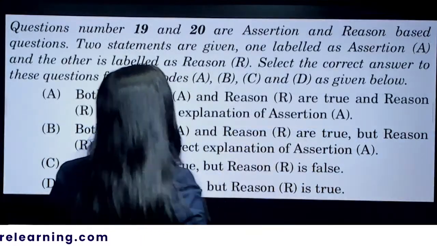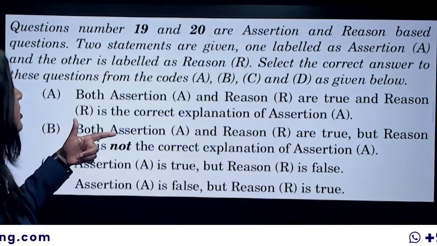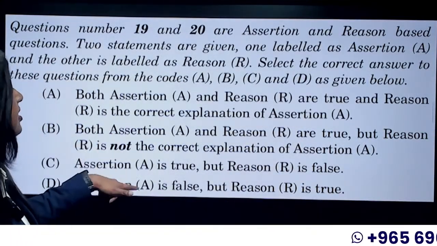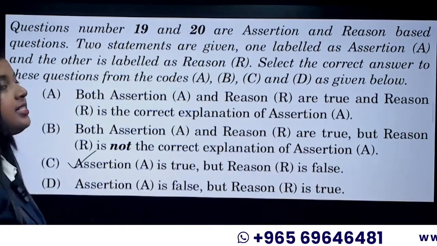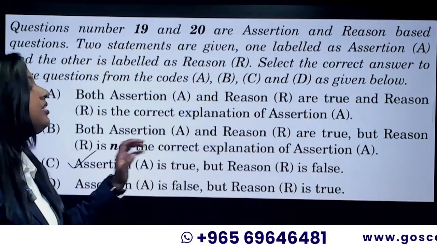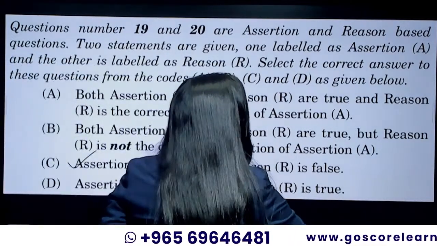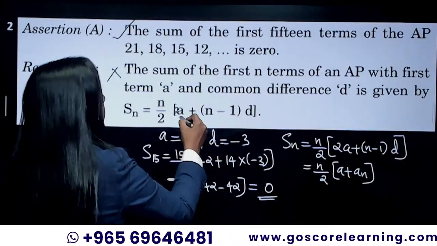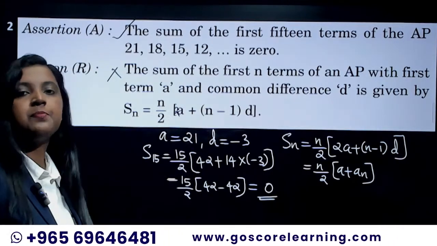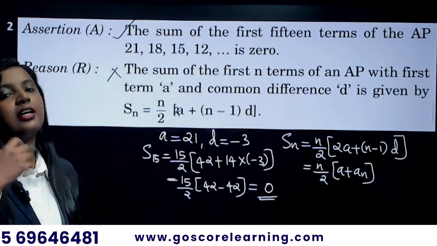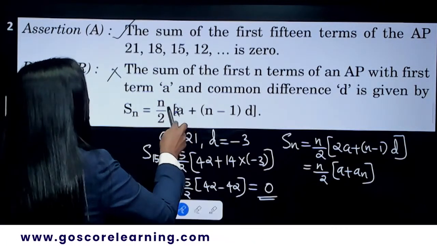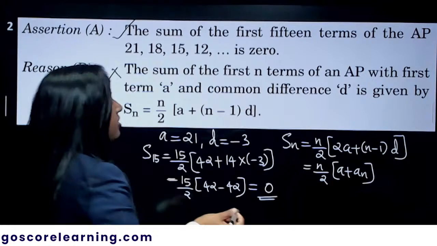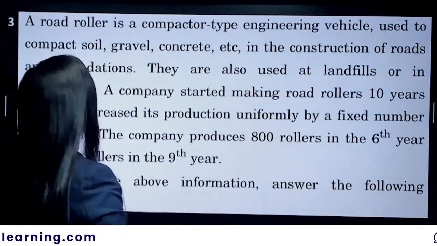So which is the correct option? Both assertion and reason are correct? No. Both assertion and reason are true? No. Assertion is true, reason is false. Yes, the assertion was true, but the reason was false. Suppose it was 2a plus (n minus 1) into d, then the reason would be correct and would be the correct explanation for the assertion. Here, since we don't have that 2, the equation is wrong. Okay, moving to the next question.